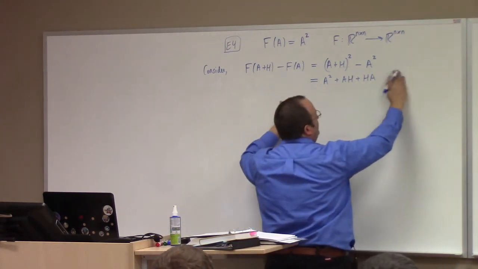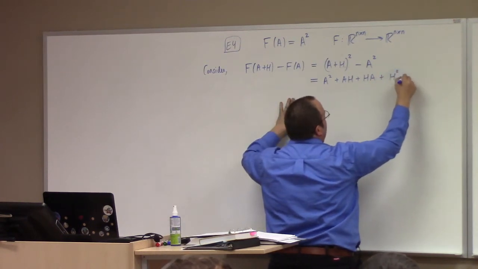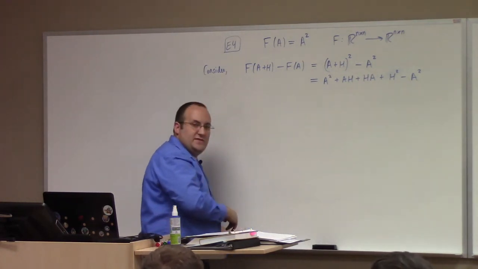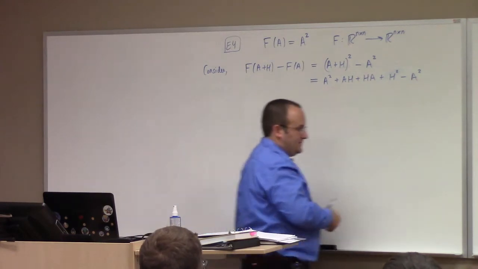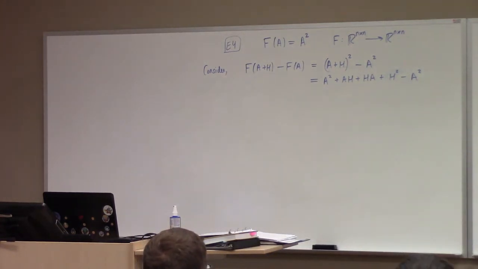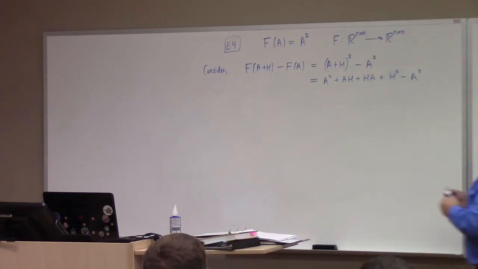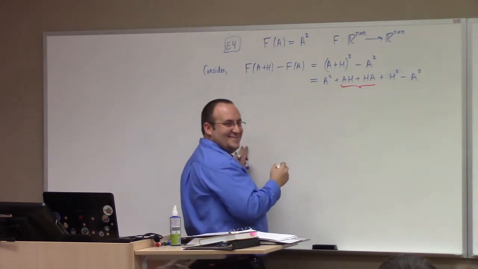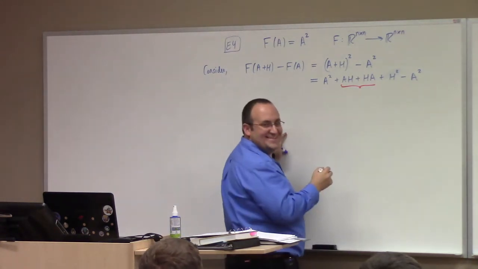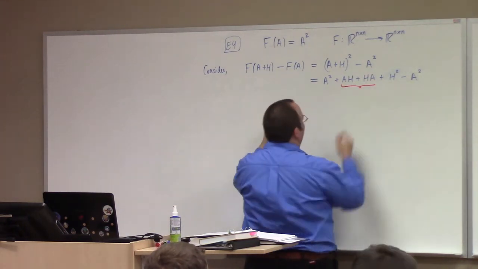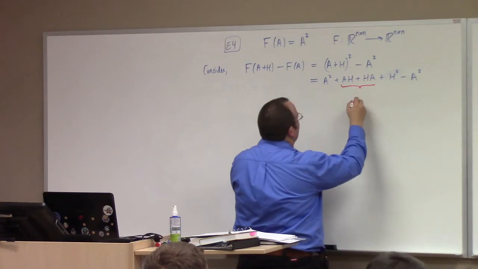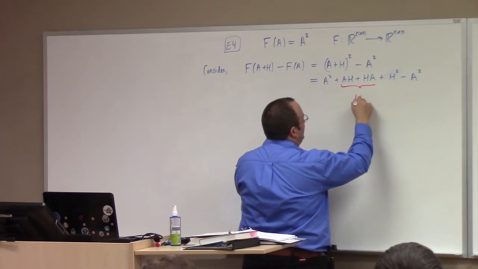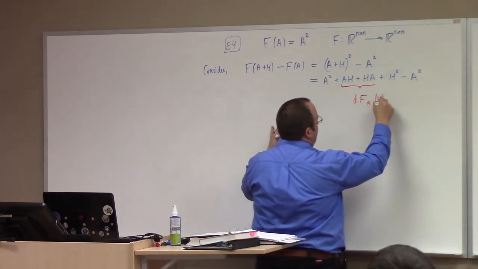Oh, I missed a very important squared, yes, here. So which part of this is linear in h? Aha! Yes. Was that the entire purpose of this video? It may be. I may have changed it back. I had x. I changed it back to A for some reason. Let's hear. So I would propose that we say that df sub A of h is equal to Ah plus hA.